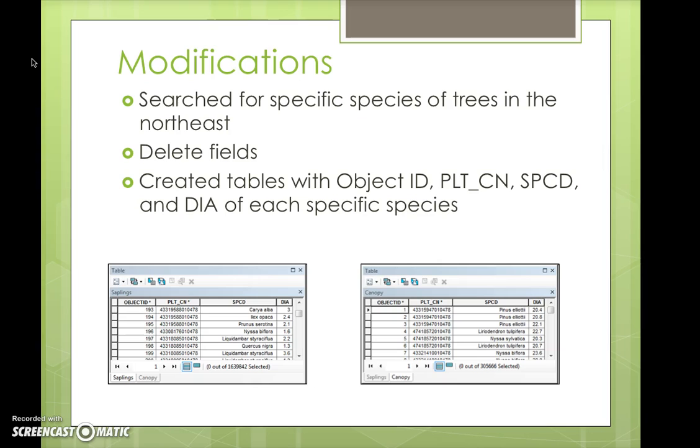The SPCD was the species type, so what kind of species. You can see at the bottom you have Carya alba in the left-hand image. That would be the species. And then the DIA of each specific species, so you have a point. Each point represents multiple trees, but to represent them we have to make sure we have every single tree that's in that point. That's how we did our modification.